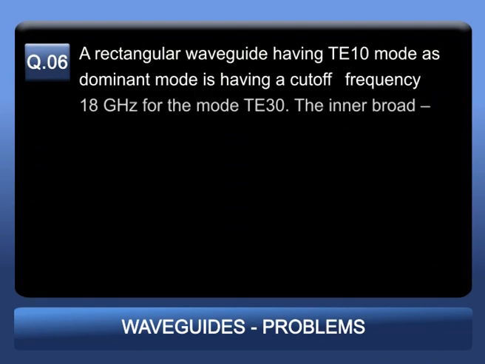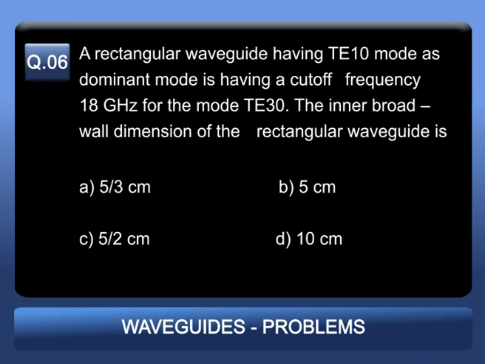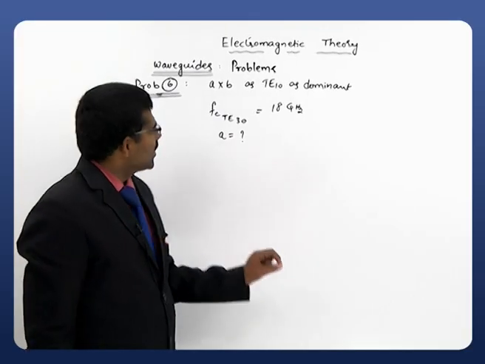Problem 6. A rectangular waveguide having TE10 mode as dominant mode has a cutoff frequency of 18 GHz for the mode TE30. The inner broad wall dimension of the rectangular waveguide is: option A, 5 by 3 cm; option B, 5 cm; option C, 5 by 2 cm; and option D, 10 cm. Now clearly observe what is the data given to us.